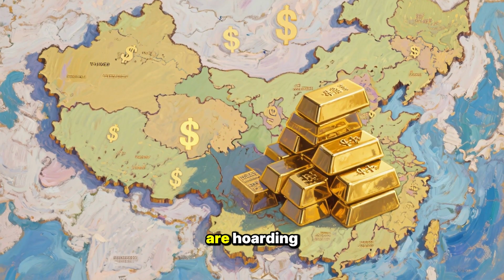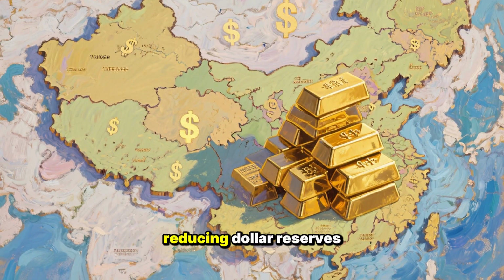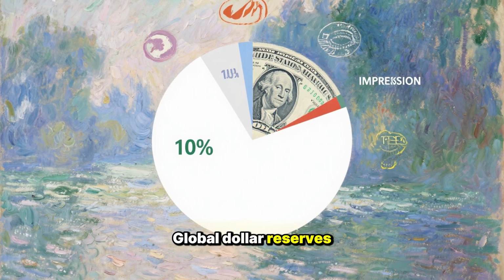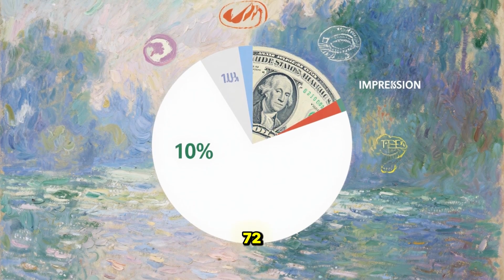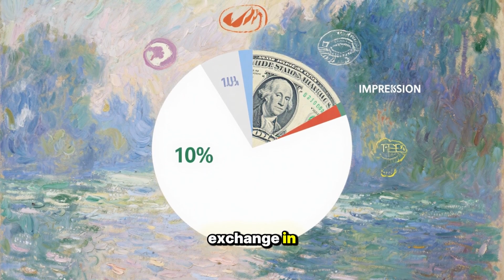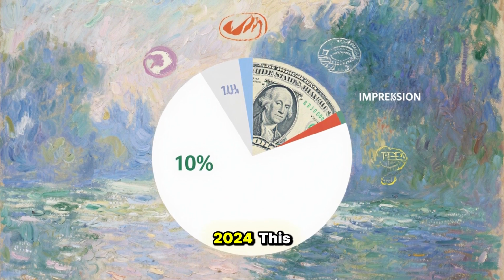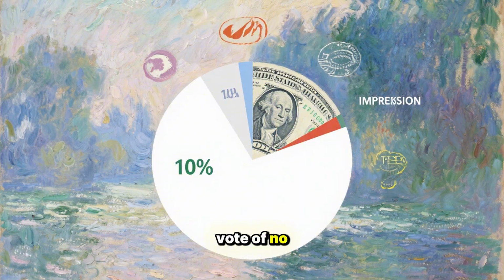China and Russia are hoarding gold while quietly reducing dollar reserves. They're preparing for Stage 7. Global dollar reserves, which peaked at 72% of total foreign exchange in 2001, have fallen to 58% by 2024. This is a slow-motion vote of no confidence.